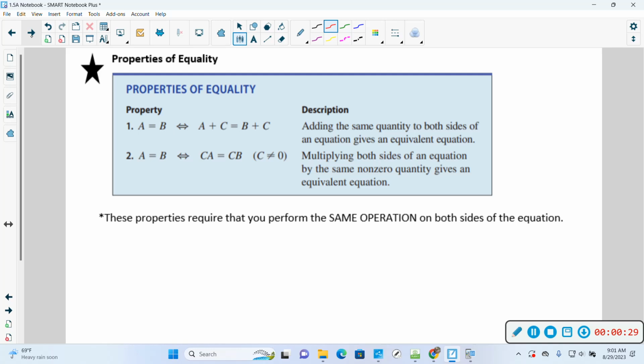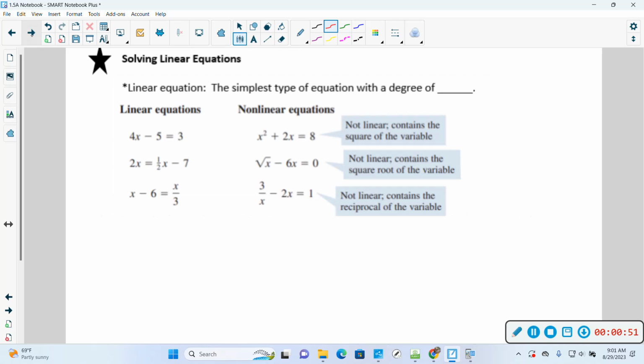Okay, so properties of equality. You know all of this. So when we start solving these linear equations, of course, if you add something to the left, you must add something to the right. You have to balance. Whatever you do to one side, you do to the other side. If you multiply by 5 on the right, you have to multiply by 5 on the left. So you know that, whatever you do to one side, do to the other.